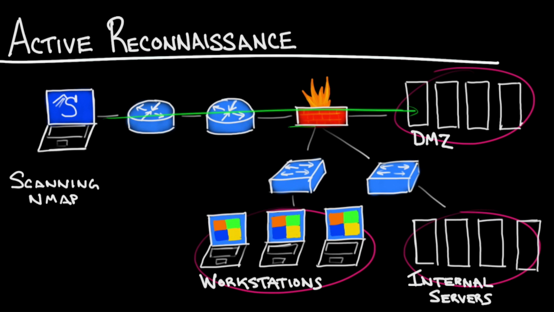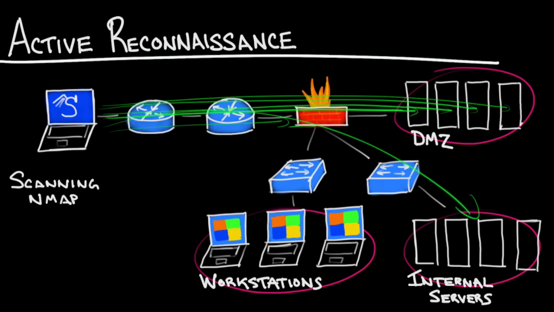in this DMZ. But we will attempt to contact these servers on the 1,000 most common ports or any custom setting that we've identified. We'll interrogate the firewall, and if we have enough information, we're going to attempt to interrogate the internal servers and the workstations, but this traffic will likely be blocked by the firewall.